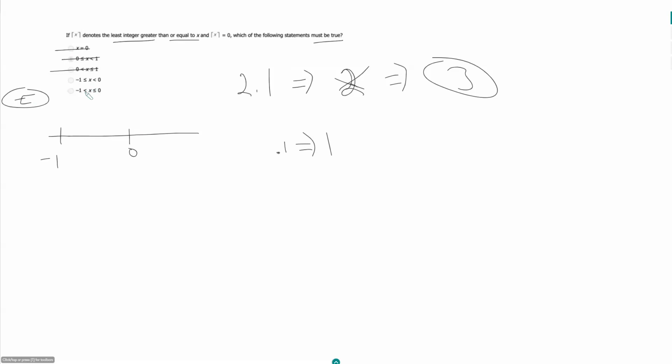Let's look at these differences, though, just for the sake of thoroughness. So here that says x has to be greater than or equal to -1. So can x be equal, though, to -1? No, because -1 is an integer, so it wouldn't be rounded up to 0. Bracket x, or bracket -1, I should say, in that case, would just be equal to -1. So that's not true. E.